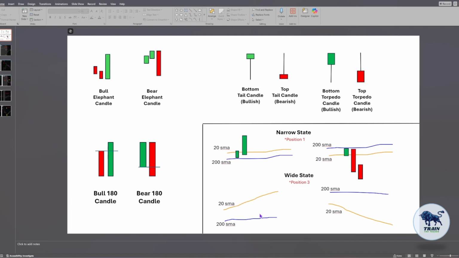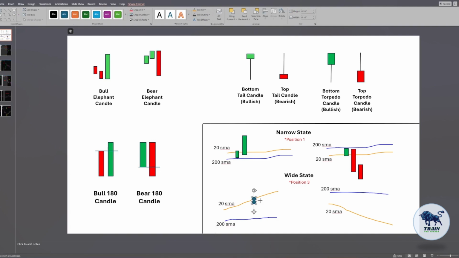Okay, wide state, wide state. What are we looking for? Now, this is where it gets tricky. When we get into our bullish picture position 3s, this is actually what we're looking for. This is the lower risk play right here. Okay, watch this, y'all. Give me a second. Let me work here. Watch this. This is what we're looking for.